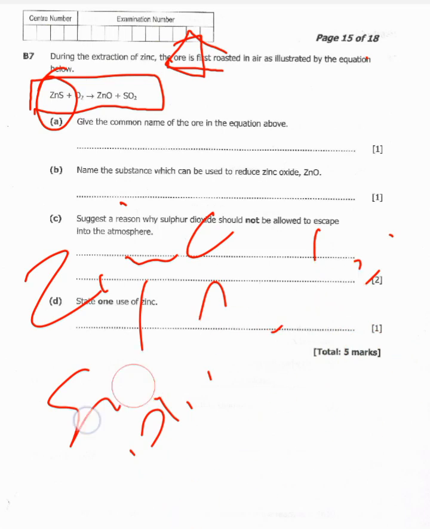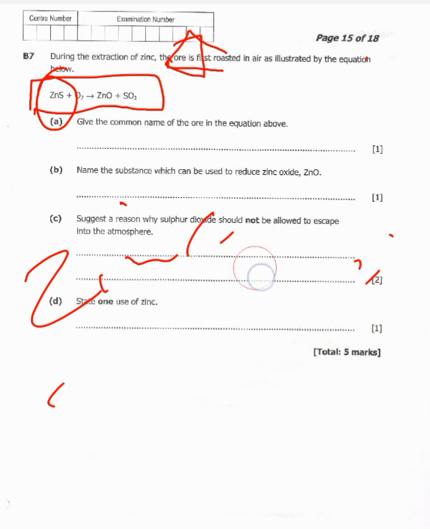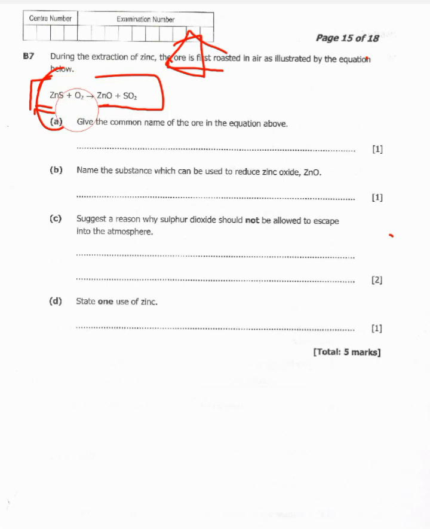In the preamble of the question, it says the zinc ore is loaded in air. The air is a mixture of gases. If we're talking about a substance reacting with air, we're just talking about reacting with the oxygen. So this ore is going to react with oxygen, as indicated in our equation.